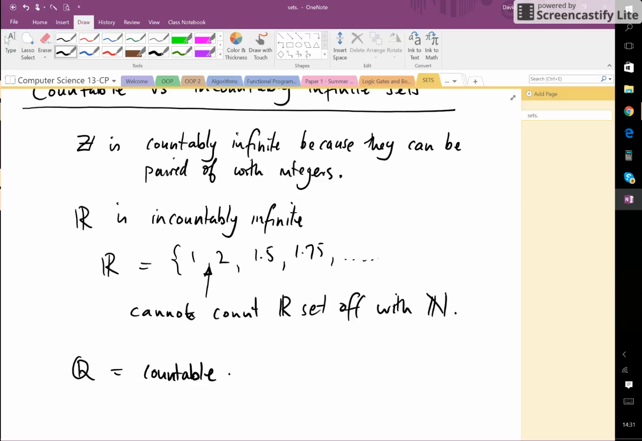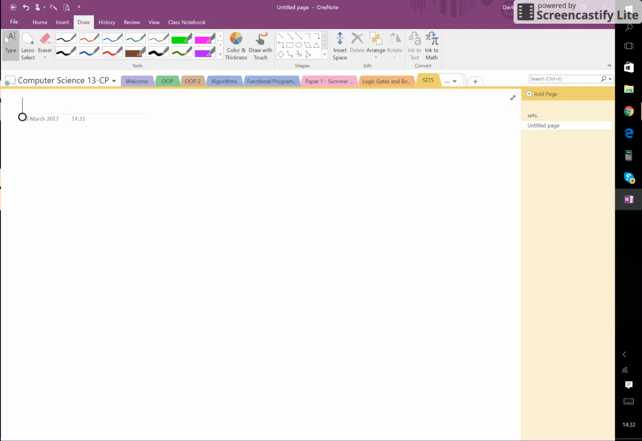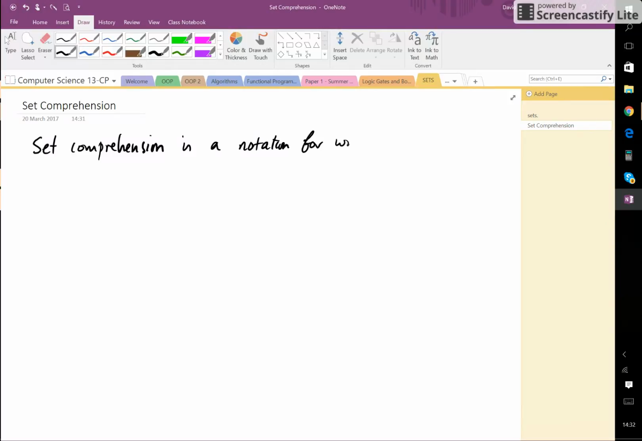Okay, set comprehension we need to do now. Let's do a separate thing for that. Set comprehension is a fancy way of saying a different set notation. So set comprehension, it's basically how do we comprehend sets? How do we understand them? It is a notation for writing sets.